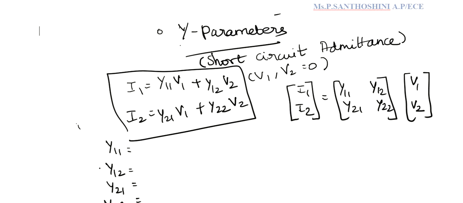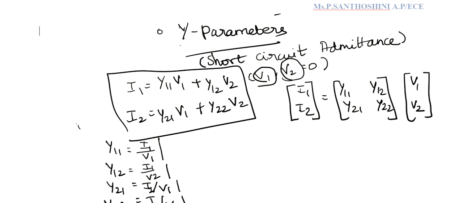In Z11, impedance means V by I. Admittance is quite the opposite, so we call it I by V. And see the suffix letters: 1 1, 1 2, 2 1, and 2 2. So I1 by V1, I1 by V2, I2 by V1, and I2 by V2. Clear? Now what are the two options you have? You can make either V1 equal to 0 or V2 equal to 0. But in the Z parameters we made either I1 equal to 0 or I2 equal to 0.